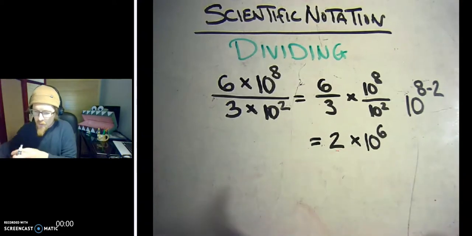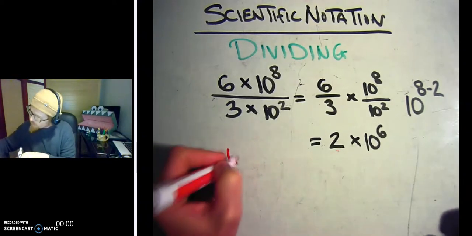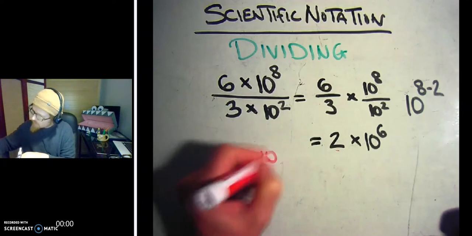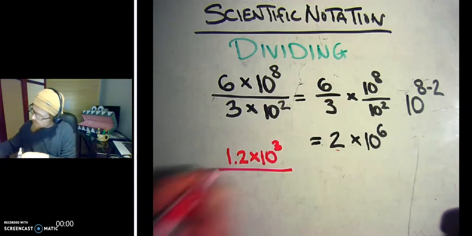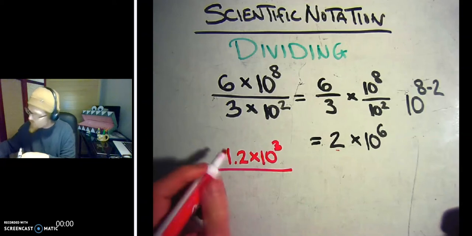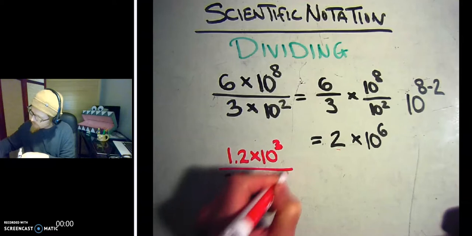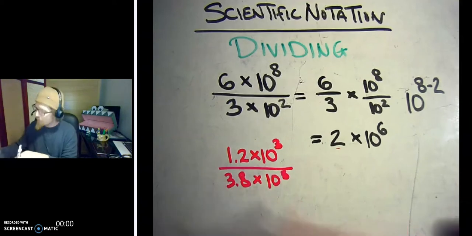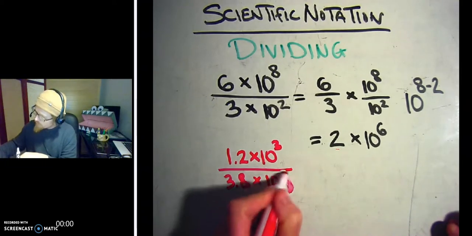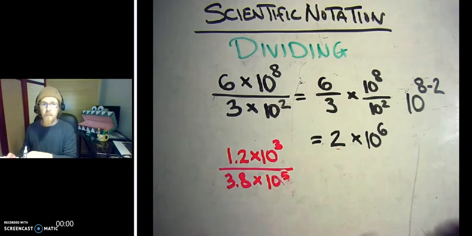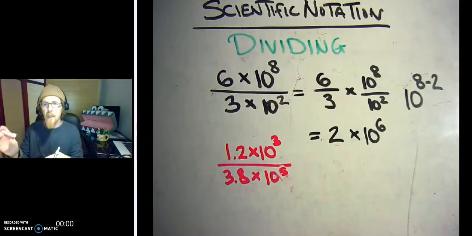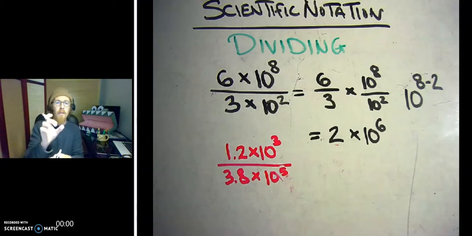Let's take the number 1.2 times 10 to the 3rd, and let's divide it by, say, 3.8 times 10 to the 5th, just to make things a little tricky. Now we're going to use that same technique. We're going to break the numbers up and break the powers of 10 up and do that division.